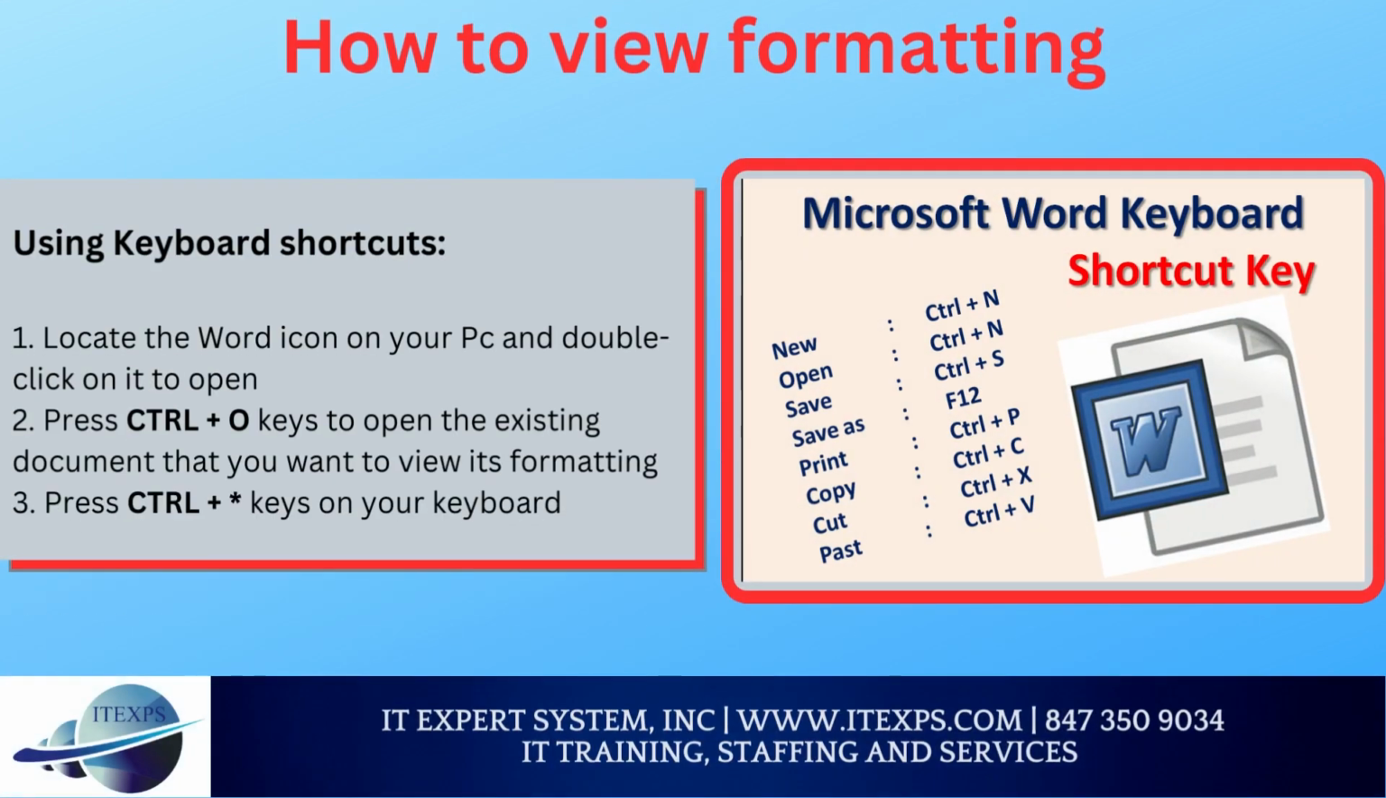How to view formatting. Using keyboard shortcuts. Locate the Word icon on your PC and double-click on it to open. Press Ctrl and O keys to open the existing document that you want to view its formatting. Press Ctrl and Star key on your keyboard.